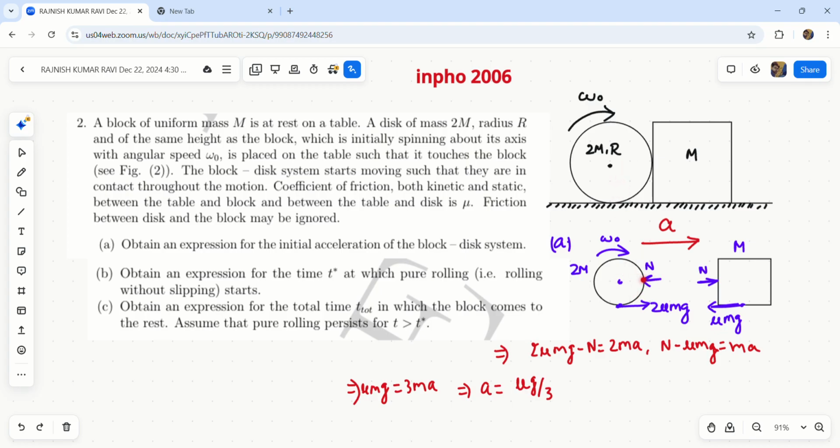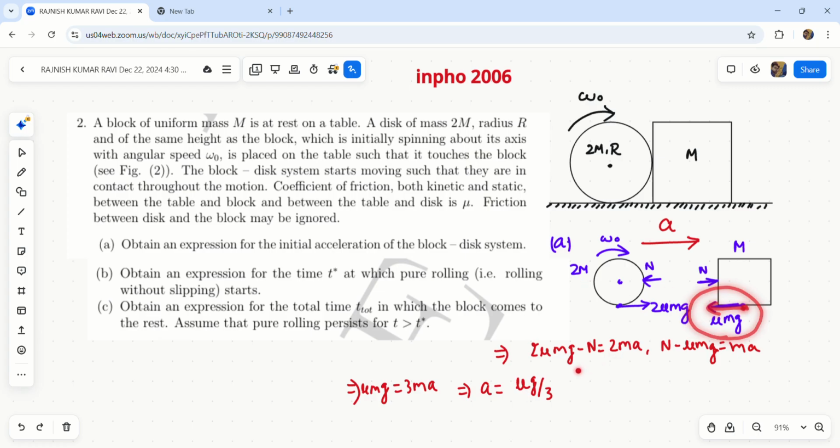Due to this friction, the disk will try to move in the forward direction, due to which there will be a normal reaction in the leftward direction, and the same normal will act on the block in the rightward direction. Due to this, the block will try to move, and to prevent slipping, the limiting friction will come at the bottom of this block.